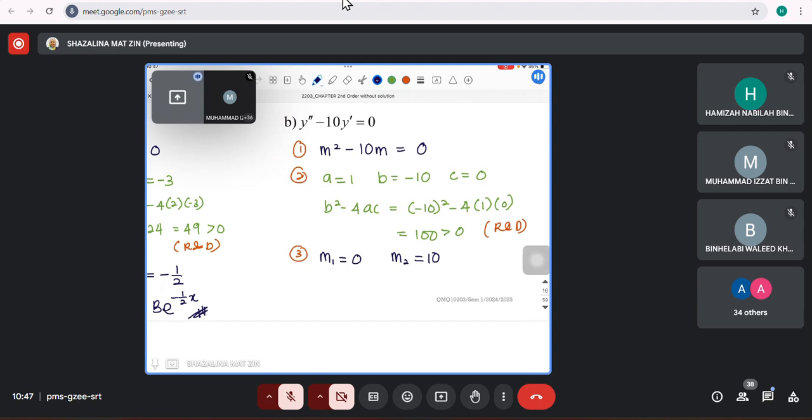Okay. So, continue with step number 4. Solution for the two value of m. Y equals to A exponent power of 0x. 0 times with x. Just write it down first. B exponent 10x. Okay, 0 times with x is equals to 0. Exponent power of 0 is equals to 1. So, the solution, y equals A times with 1 is A plus B exponent 10x. So, this is the solution.